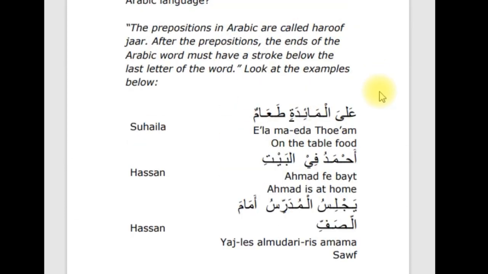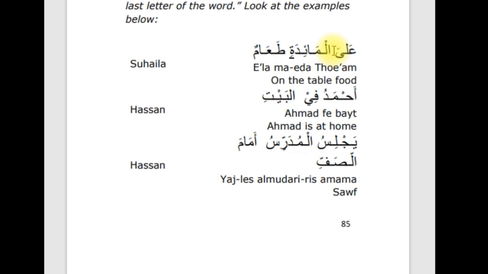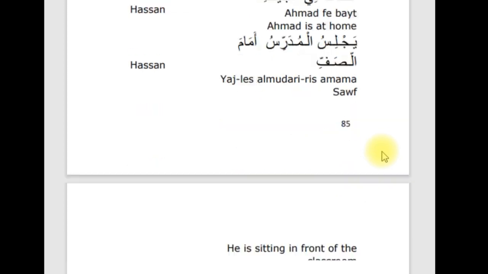Let's repeat again. على مائدة طعام. أحمد في بيت. يجلس مدرس أمام الصف.